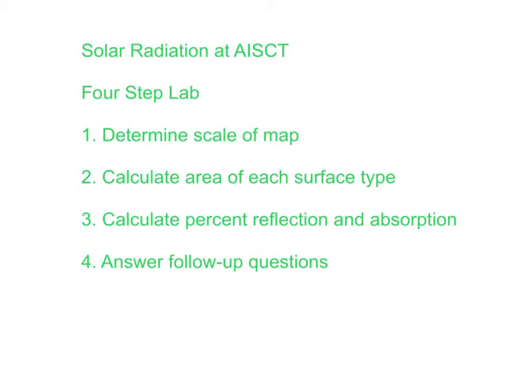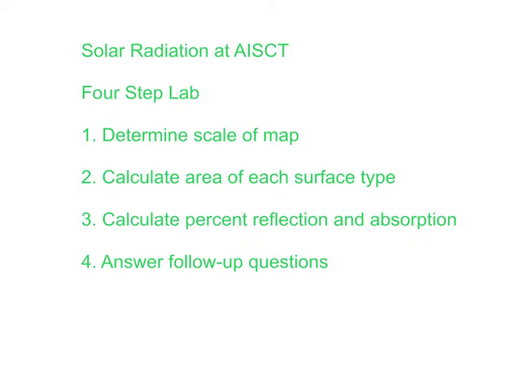Therefore, once we know how much pavement we have on campus, we can determine how much light is reflected and absorbed based on our pavement. And we'll do that for all 3 surface types. Next, we're going to answer the follow-up questions and last summarize what we might be able to change at AISCT in order to figure out a new way of constructing surfaces here that would promote more absorption of energy in terms of either plants or possibly solar energy and reflect less back into the atmosphere.